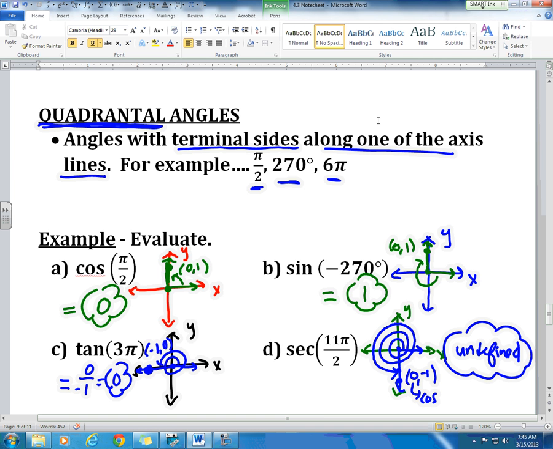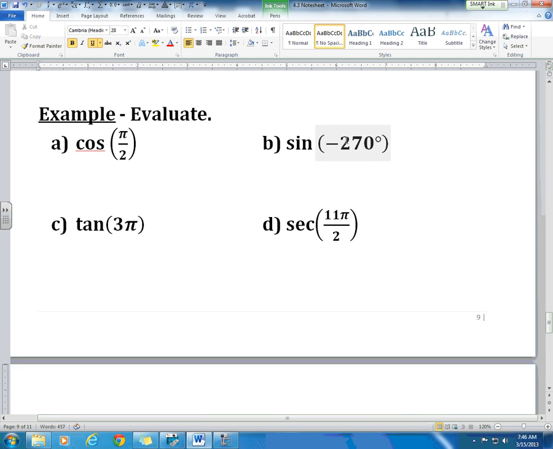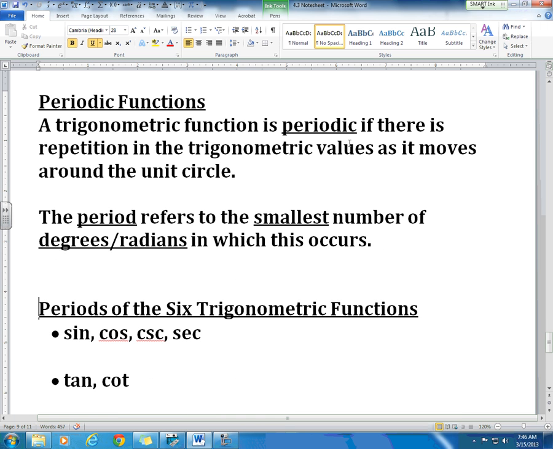Not too tough. You've got to think about every quadrant being another 90 degrees. So if you can figure out where those angles fall, you're strictly using the 0 and 1 idea. You're not drawing any kind of reference triangle when you have a quadrantal angle. But again, as I always tell you, write down questions that you might have and we can discuss these together in class. Last topic within this section.